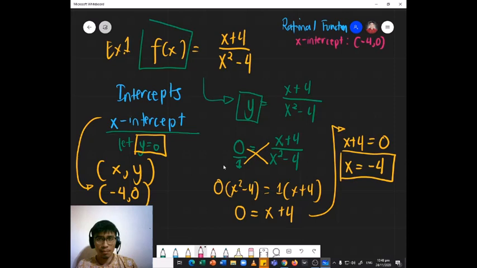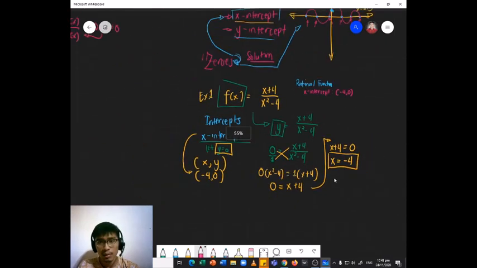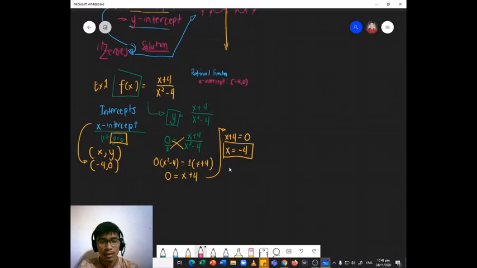Since we are done with the x-intercept, let's try to solve the y-intercept this time. Again, this is my x-intercept. In solving the x-intercept, we let y equal 0. The same goes for the y-intercept: in order to find it, you let x equal 0.